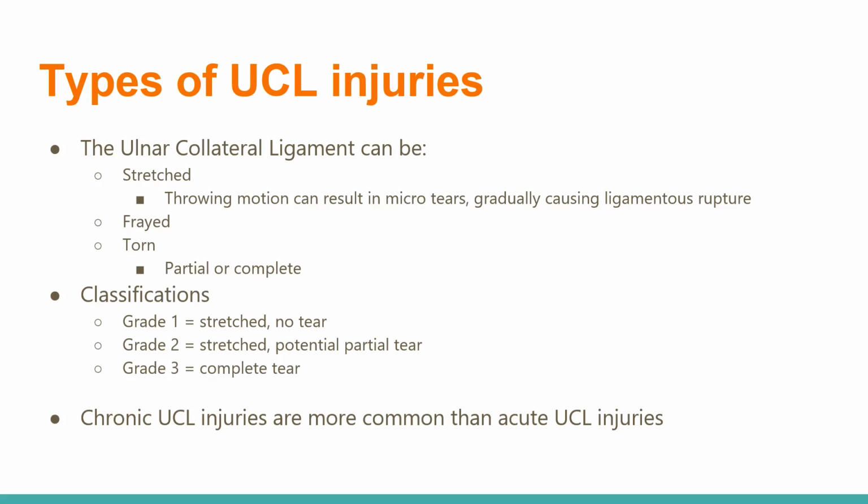Types of UCL injuries. The ulnar collateral ligament can be stretched, frayed, or torn. With stretching, the throwing motion can result in micro tears, gradually causing ligamentous rupture, and a tear can be partial or complete. How we classify that is by grades 1, 2, and 3, with grade 1 being the ligament is stretched with no tear, grade 2 the ligament is stretched with a potential partial tear, and grade 3 the ligament is completely torn. Chronic UCL injuries are much more common than acute UCL injuries.